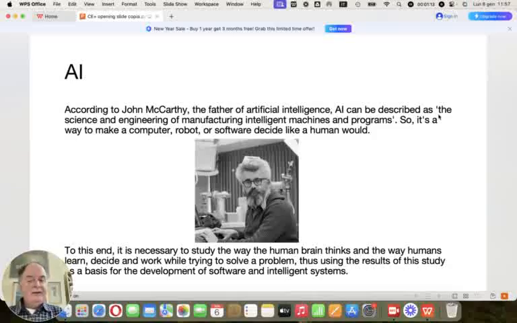To this end, it is necessary to study the way the human brain thinks and the way humans learn, decide, and work while trying to solve a problem, thus using the results of the study as a basis for the development of software and intelligent systems.